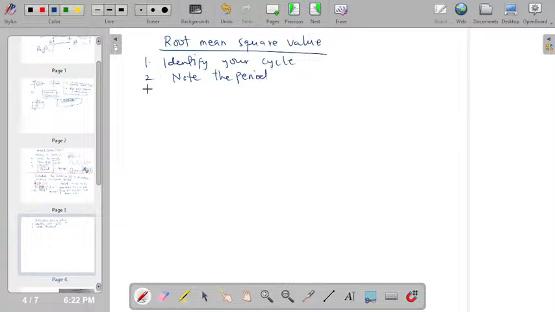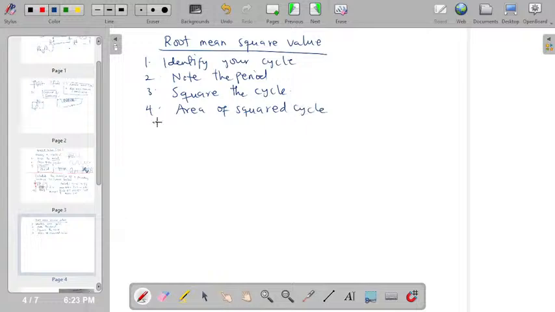After noting the period, in root mean square, since you have this square here, let this be a reminder. Whenever you are doing root mean square, you have to square the cycle after you've identified the period. You square the cycle, and after squaring the cycle, you find the area of the squared cycle. Please pay attention to this because you will find it in your final exams. They'll give you some waveforms for you to find the RMS, for you to find the average. So you find the area of the squared cycle.